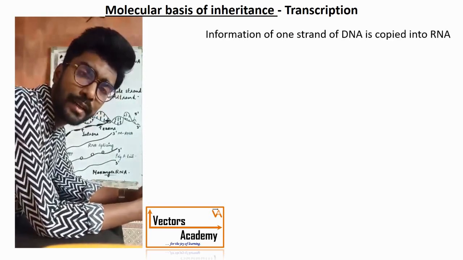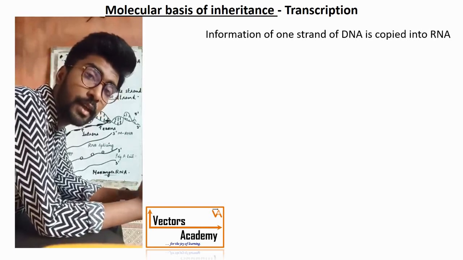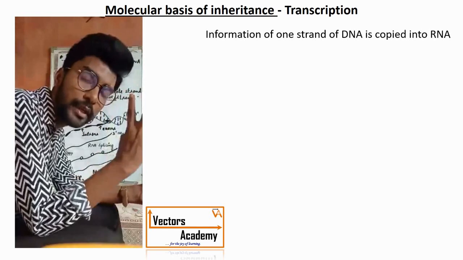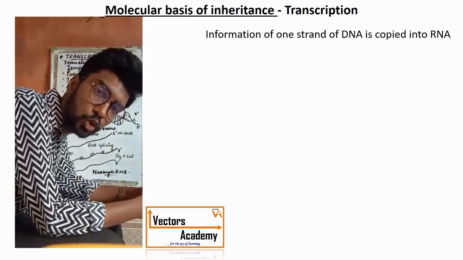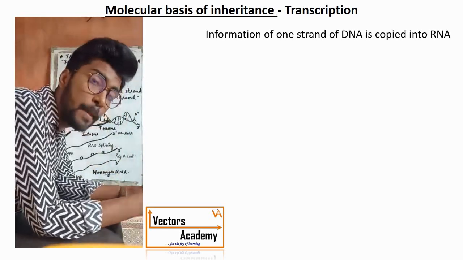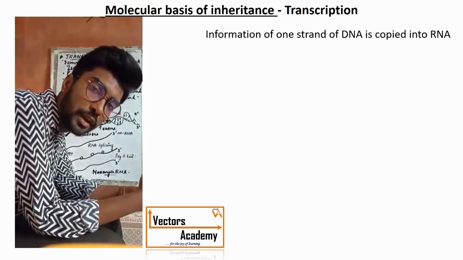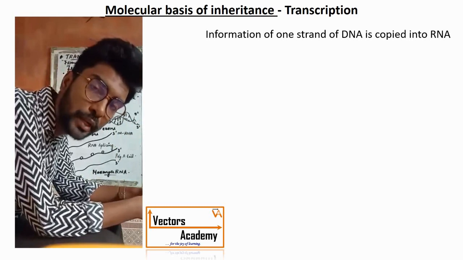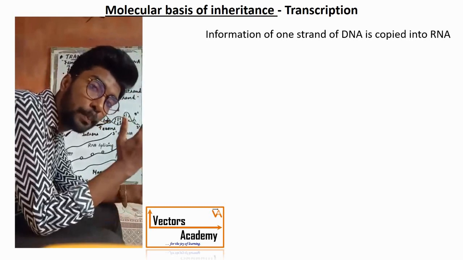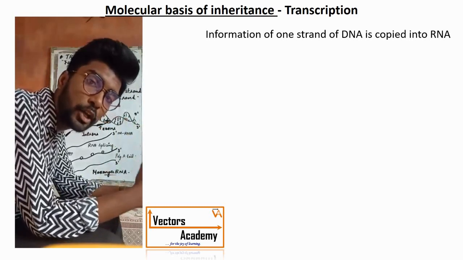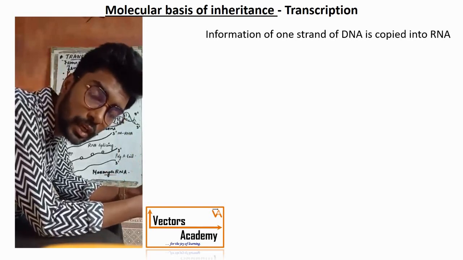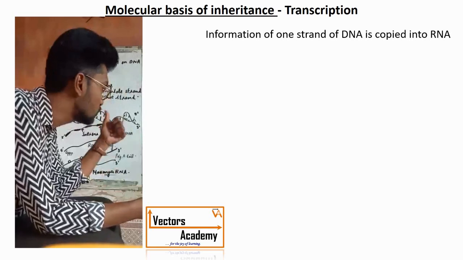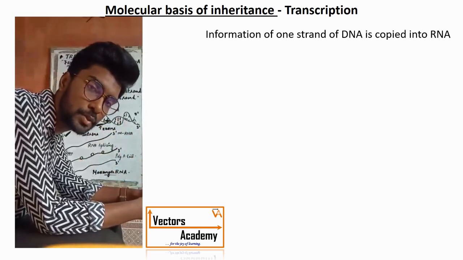So we all know that DNA is a genetic material, correct? This DNA generally contains genetic information. Now there are three types of RNA: messenger RNA, ribosomal RNA, and transfer RNA. Messenger RNA will copy the genetic information from the DNA and pass it to the ribosome for protein synthesis, right? So the process where the messenger RNA copies the genetic information from the DNA and passes it to the ribosome for the process of protein synthesis is generally called transcription, right?